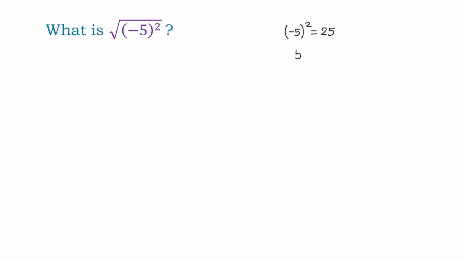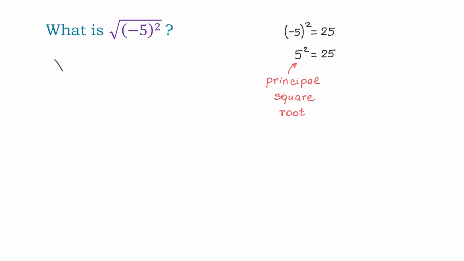But 5 squared is also 25. So 25 has two square roots. One is -5 and the other one is +5. The positive one is called the principal square root. Then, when we use the radical symbol to find the square root of a number, the result by definition is the principal square root. In other words, the one that is positive.